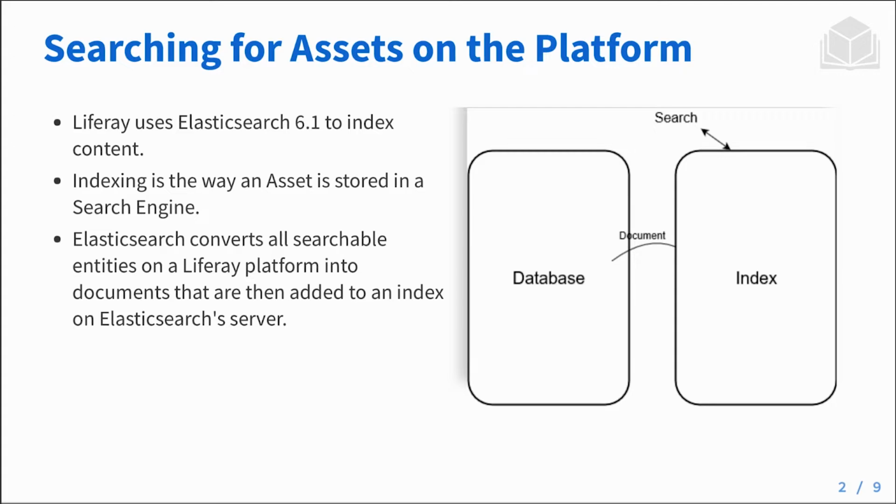What this means is it allows us to more easily search and get information from the index rather than having to do a search query to the database itself every single time. Elasticsearch is going to convert all searchable entities on the platform into documents that are added to this index on the Elasticsearch server. Again, what this means in layman's terms is our searching is much faster and easier to deal with on the platform than in previous versions.